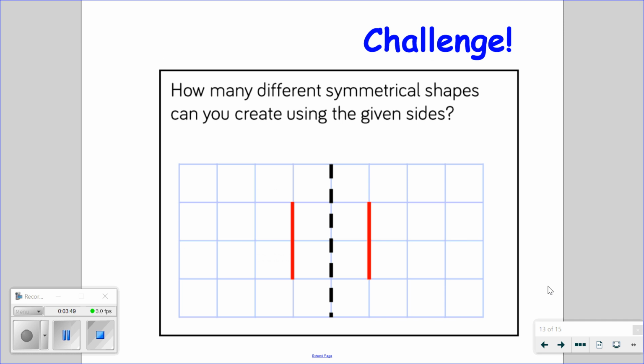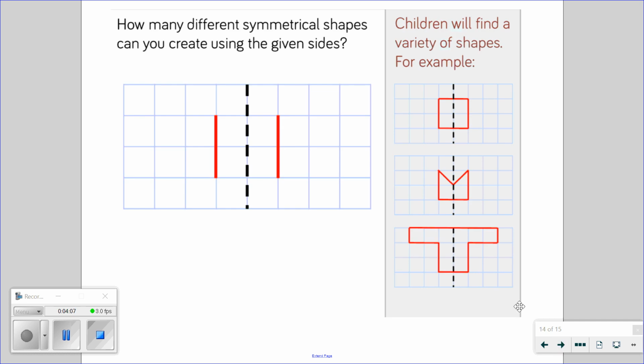So if you're not symmetried out by now, here is today's extra challenge. We have a line of symmetry here, and using these sides, you need to find how many different symmetrical shapes can you create. So here's the answers to the challenge. You might have found more or different shapes to these.